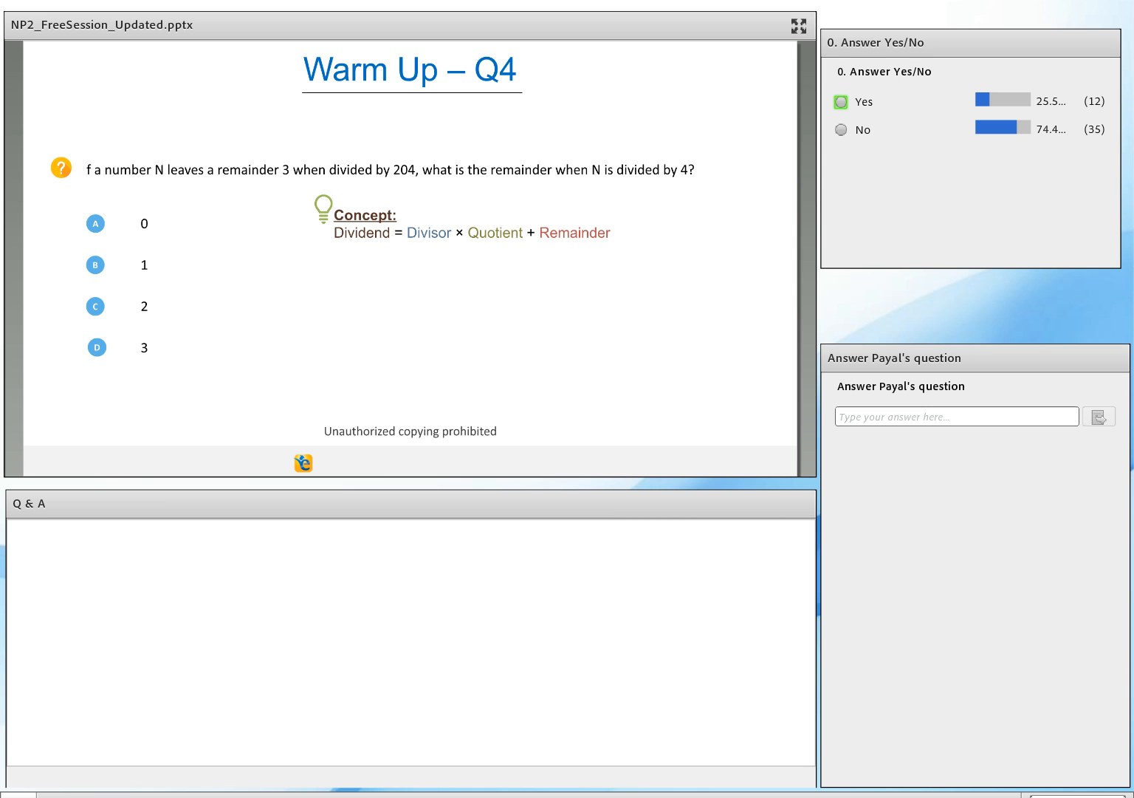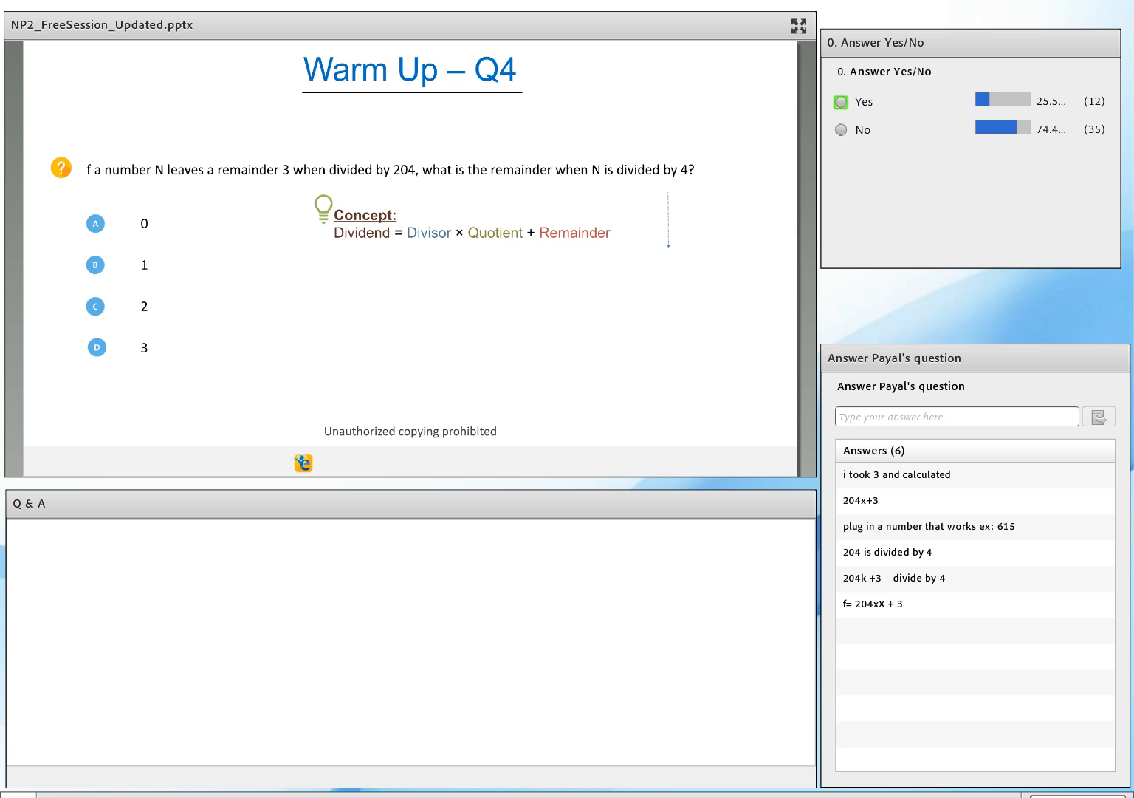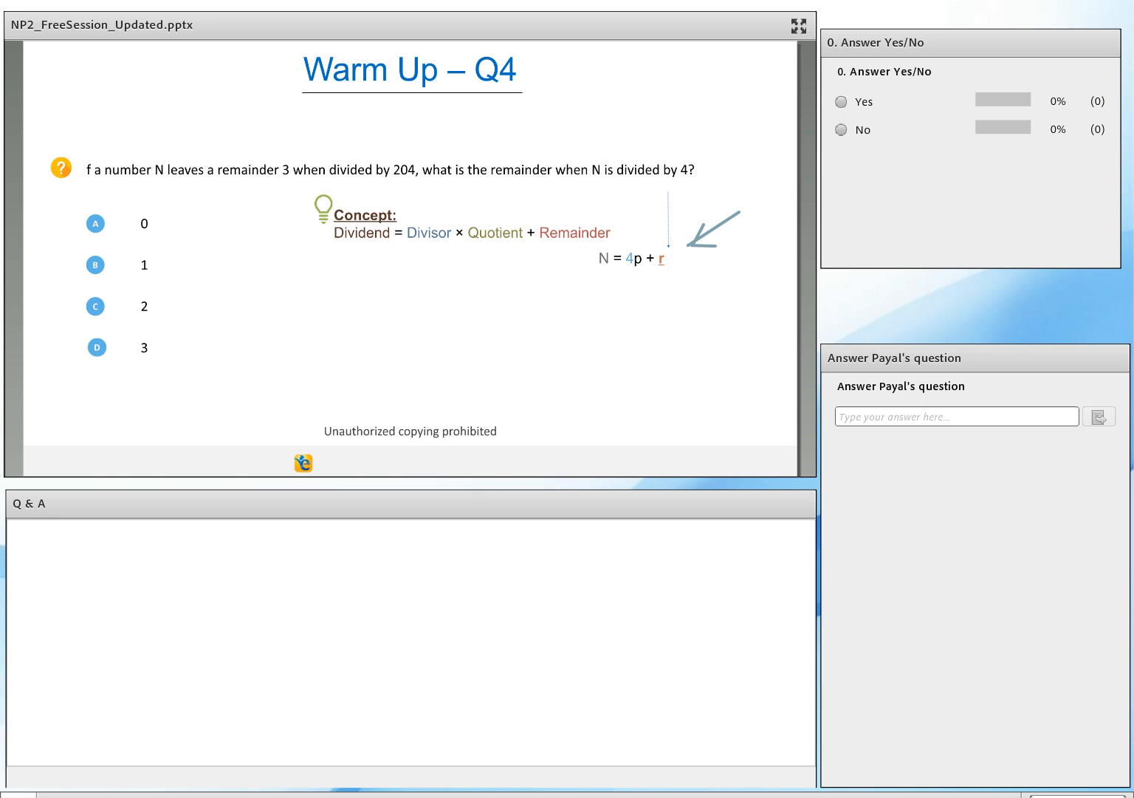I'm applying the concept that the dividend is equal to divisor times quotient plus remainder. Now what's been asked of me is the remainder when this number n is divided by 4. So what I'm doing is n is equal to 4p plus r. Okay, so far so good? I'm simply taking the information that's given and asked, and translating that into an equation.